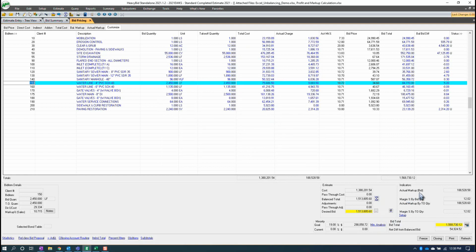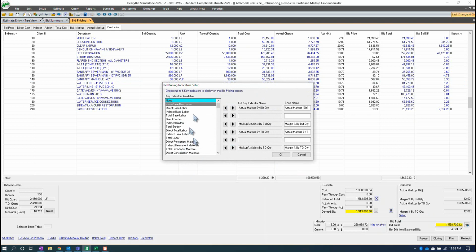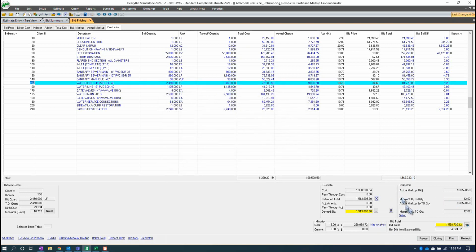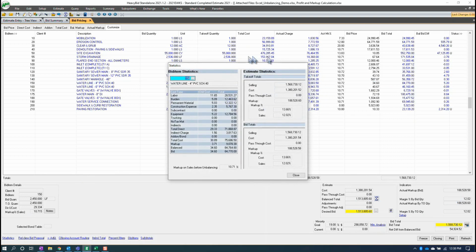I got my actual markup bid quantity. You could even take out the markup by takeoff quantity if you don't use that. And if you wanted to, you can insert other items or maybe some other key indicators that you might use, because there's room down there to do that. If you do want to see the rest of this, go back and say, okay, what is my percentage of cost? I still got it right here in statistics, and there it is on the right hand side. I got my cost percentage and my sales percentage. So it's still available. You just have to go down there and hit statistics.